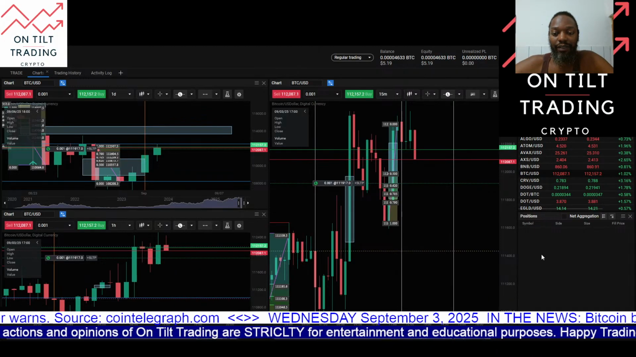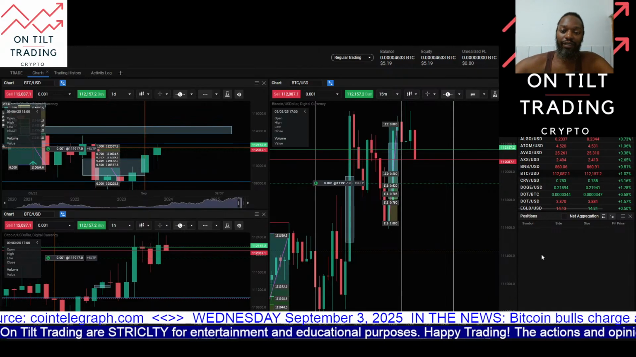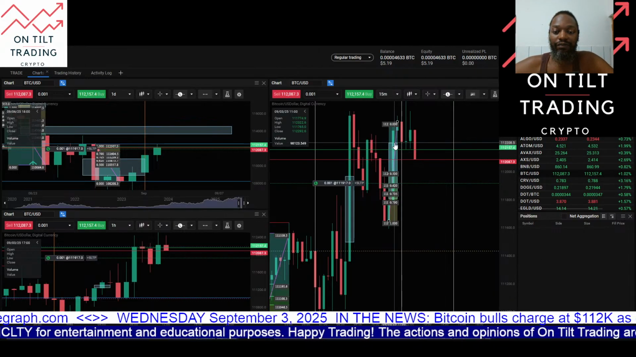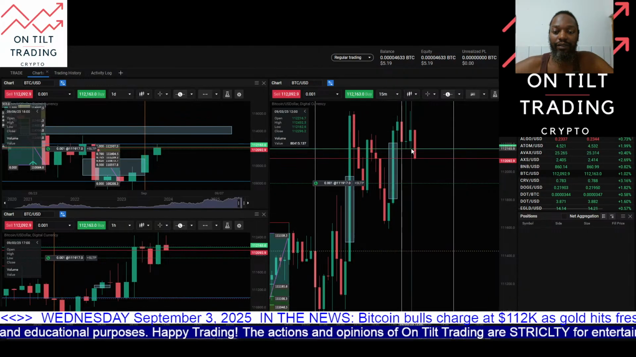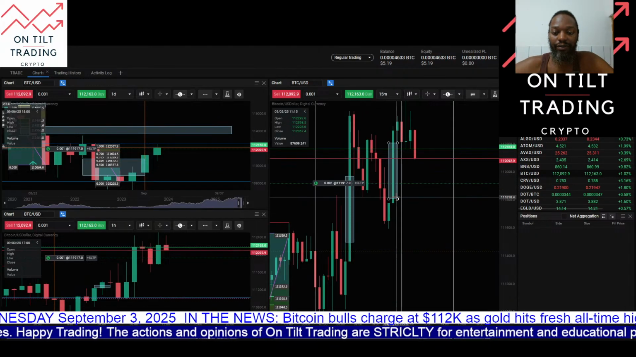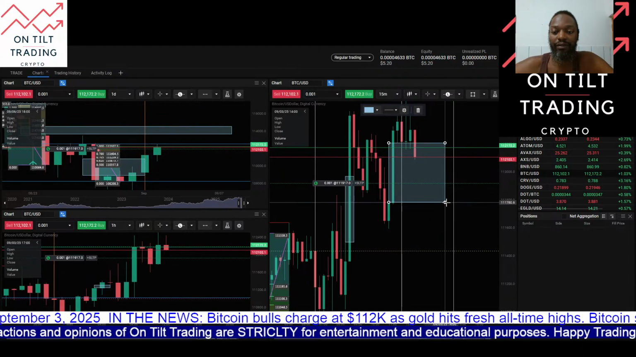Getting some consolidation here as price is trading inside of this fair value gap. I'll extend this fair value gap out in time. Actually, it's off, so I'll fix it.